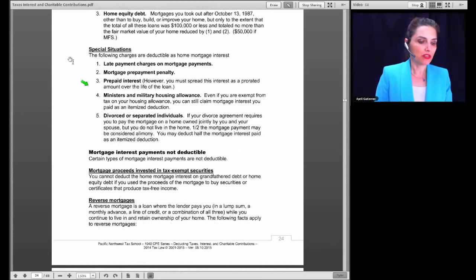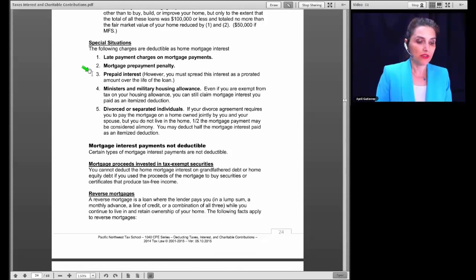Let's look at some special situations where we could have charges that are still considered to be mortgage interest and are deductible as mortgage interest. These include late payment charges on mortgage payments. If you paid a late payment penalty on your mortgage, that penalty is interest and is deductible as mortgage interest. Also, mortgage prepayment penalty. You pay your mortgage off early, so you have to pay an extra amount because you paid it off early. It is deductible as home mortgage interest. Prepaid interest: however, you must spread this interest as a prorated amount over the life of the loan. Prepaid interest is usually referred to as points.